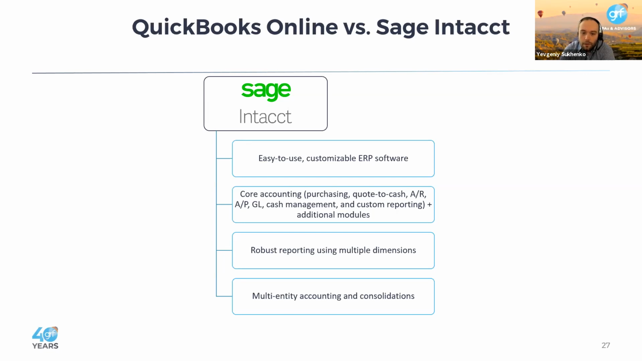It's quite intuitive. And in the core package that Sage Intacct provides to its customers, it has the modules that you wouldn't have in QuickBooks. So things like purchasing and quote to cash. And I highlight here custom reporting. QuickBooks does have an element of customized reporting, but it's certainly very limited when compared to the kind of reporting that Sage Intacct offers natively without having to sign up for an additional module or anything like that.